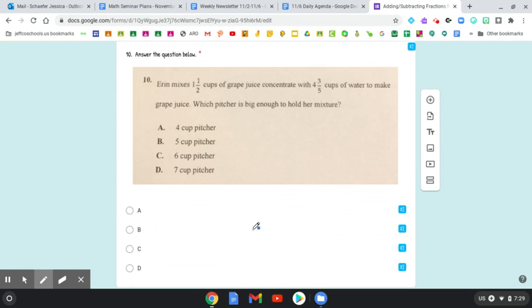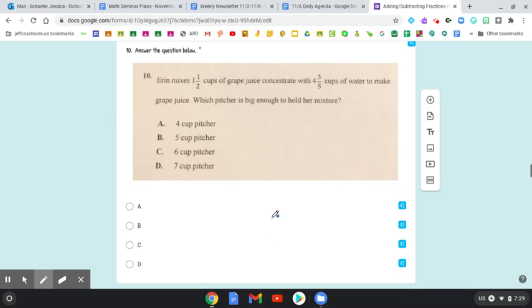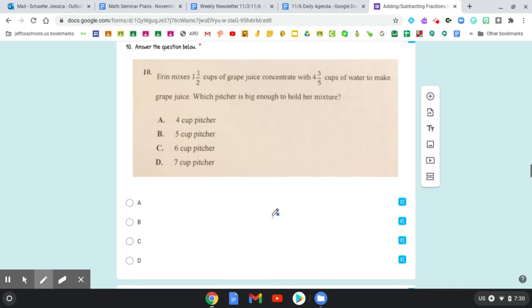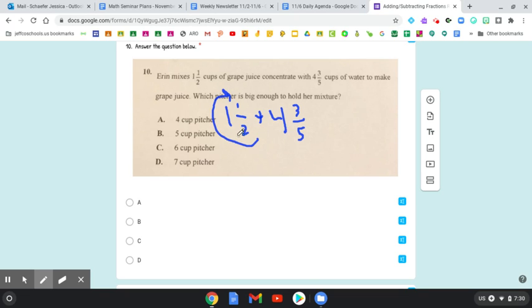Number 10, Aaron mixes 1 1/2 cups of grape juice concentrate with 4 3/5 cups of water to make grape juice. Which pitcher is big enough to hold her mixture? She's mixing these two things together. So I had 1 1/2. I'm mixing it, so I'm adding it with 4 3/5. So I'm going to go ahead and find improper fractions. So I'm going to multiply on the bottom. 2 times 1 is 2, plus 1 more is 3. Multiply on the bottom, add on the top. Remember, my denominator stays the same.